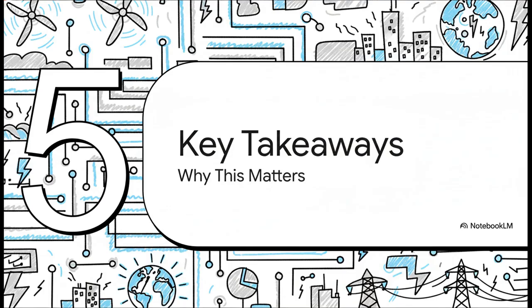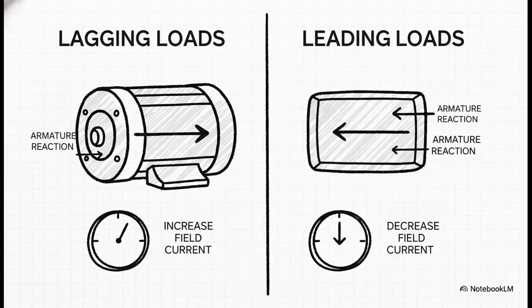Why on earth did we go through all this trouble? Well, because this model has some really big consequences for how we actually operate generators in the real world. And here it is, the big takeaway for anyone operating these machines. For most loads out there, which are lagging loads, like motors, armature reaction fights the main field and causes the voltage to drop. So to keep that terminal voltage steady, an operator or an automatic voltage regulator has to increase the field current to fight back.